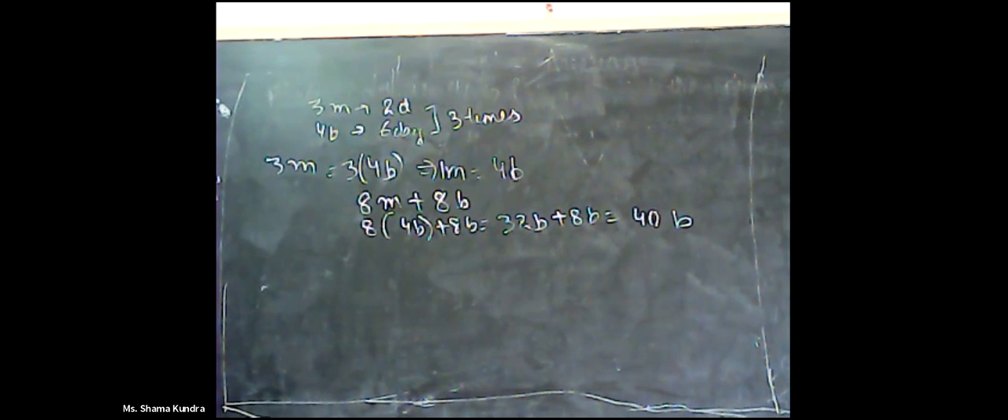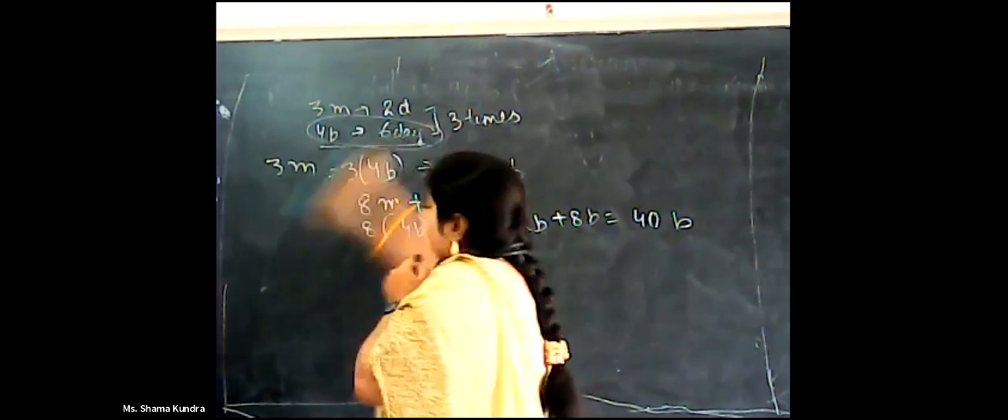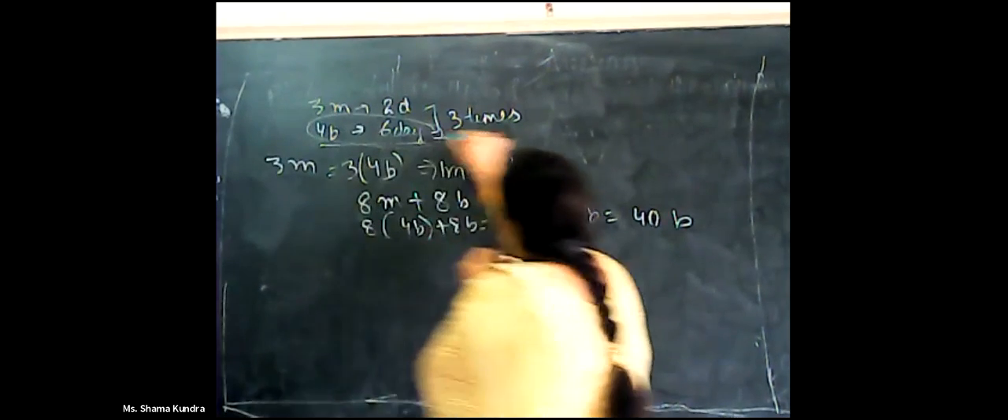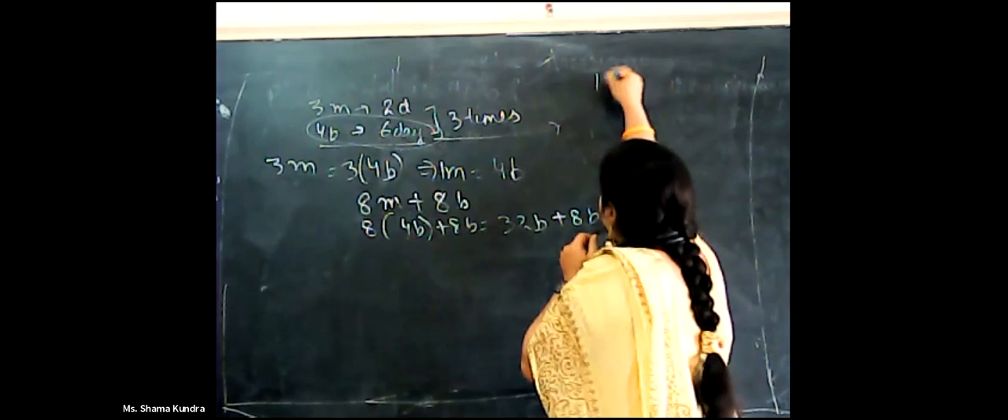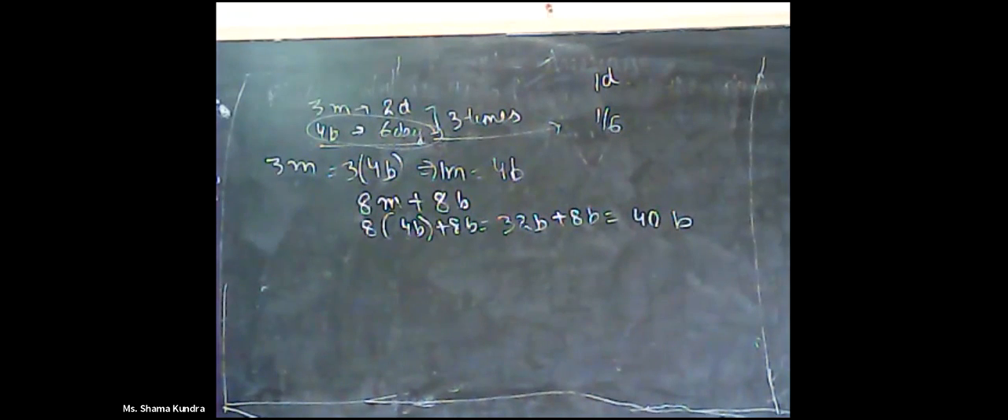Now what do we know? 4 boys complete the entire work in 6 days. Simply invert it for 1 day work. You will get 1/6 amount of work done in 1 day. In 1 day, how much work will they do? 1/6, because just invert. Now 40 boys, they start working.